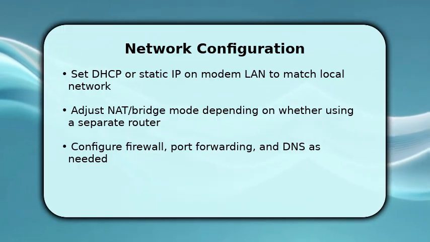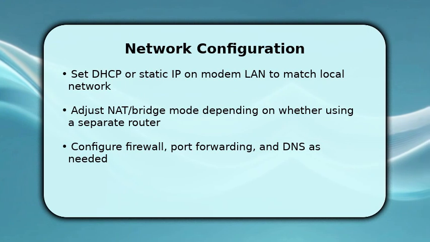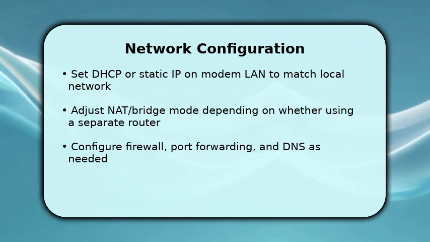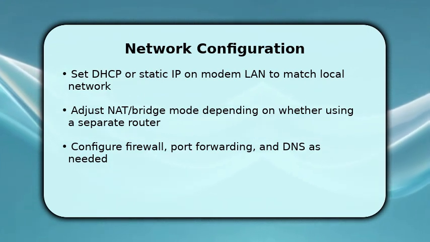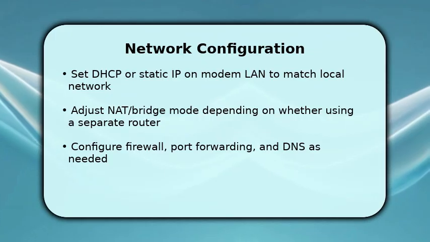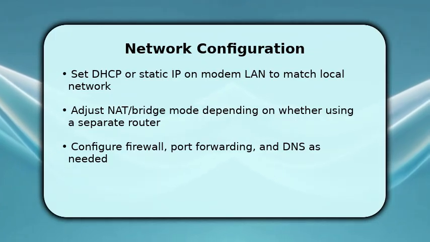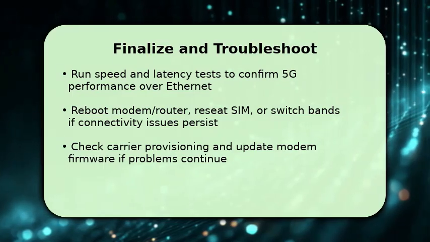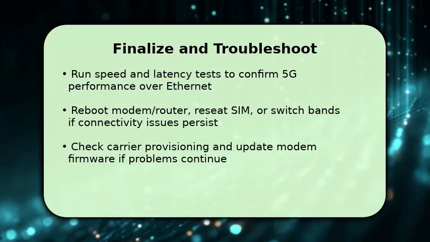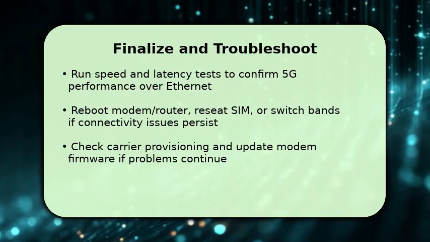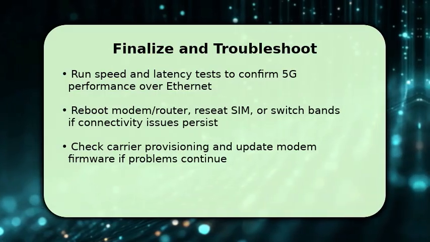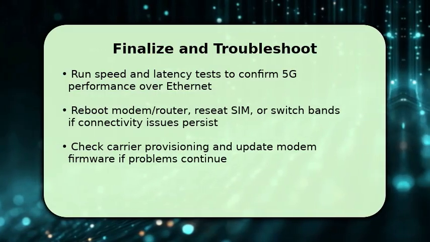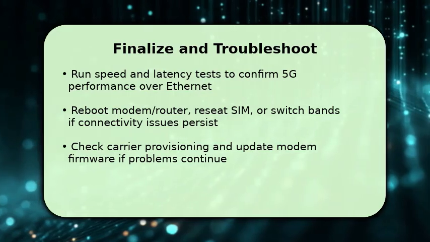Make sure firewall rules and port forwarding match services you need. Test routing by pinging external IPs and loading websites over the Ethernet connection. To finish, validate performance. Run speed tests and monitor latency to confirm you're on 5G and that Ethernet is carrying traffic. If something fails, reboot modem and router first, then reset the SIM. Simple resets often restore registration.